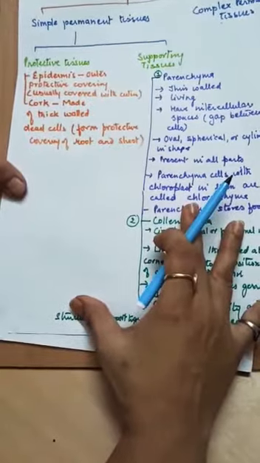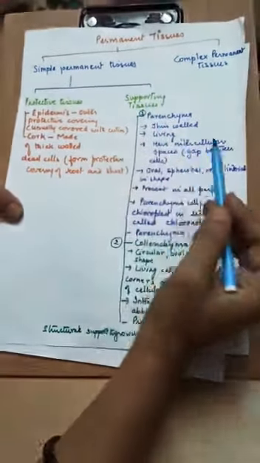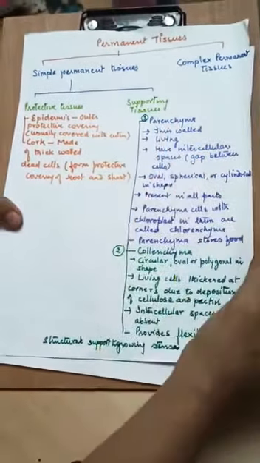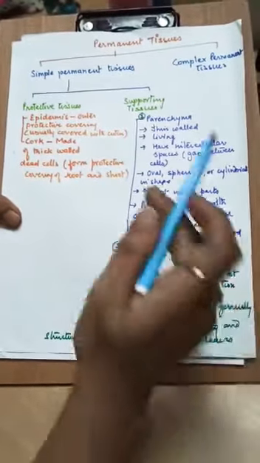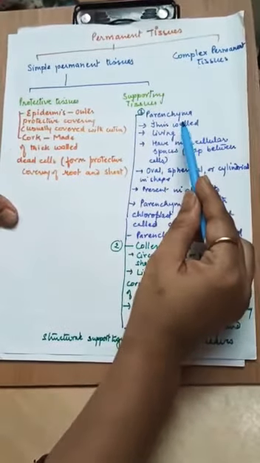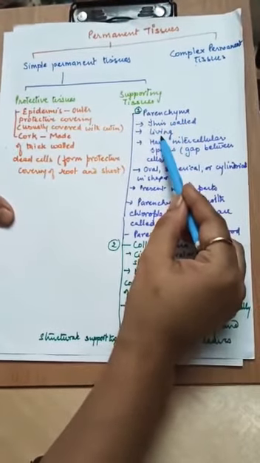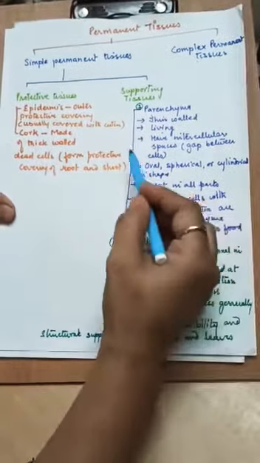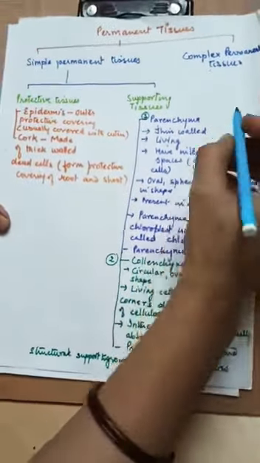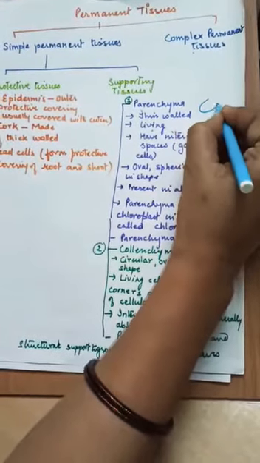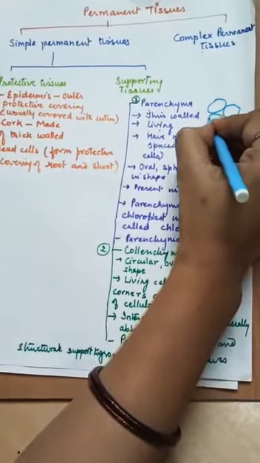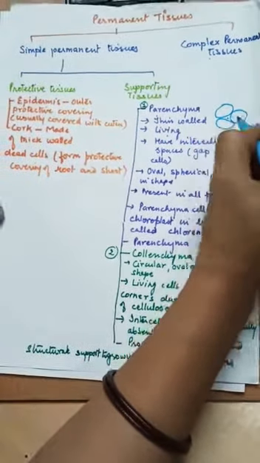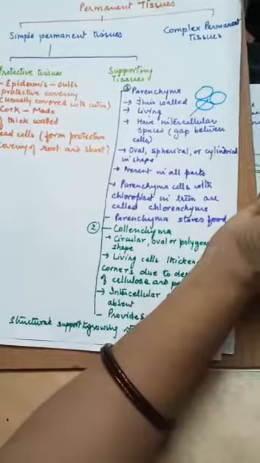Now we have the supporting tissue, the second type of simple permanent tissue. Supporting tissues are of 3 types. The first one is parenchyma, the second one is collenchyma, and the third one is sclerenchyma. Parenchyma is thin-walled and is made up of living cells. They have intercellular spaces. If we draw the diagram, the transverse section, you can see that in between the cells there is a gap. This is the intercellular space.